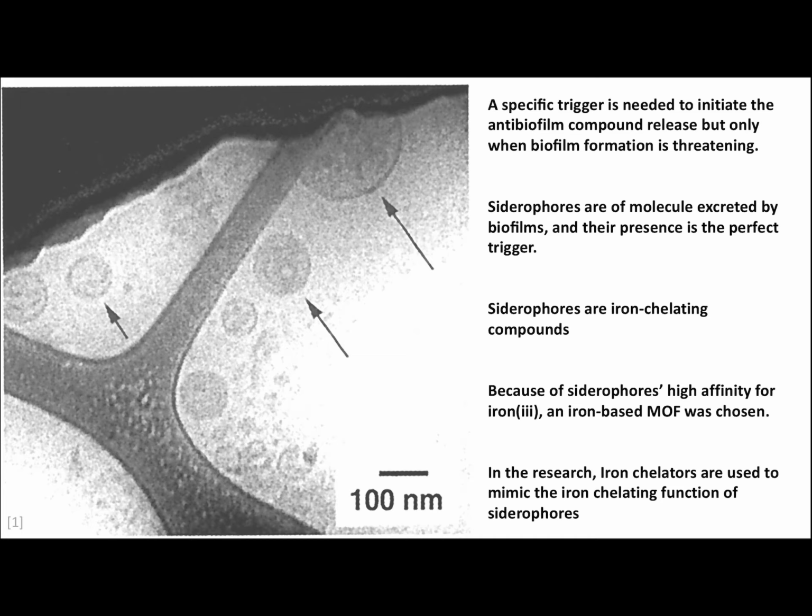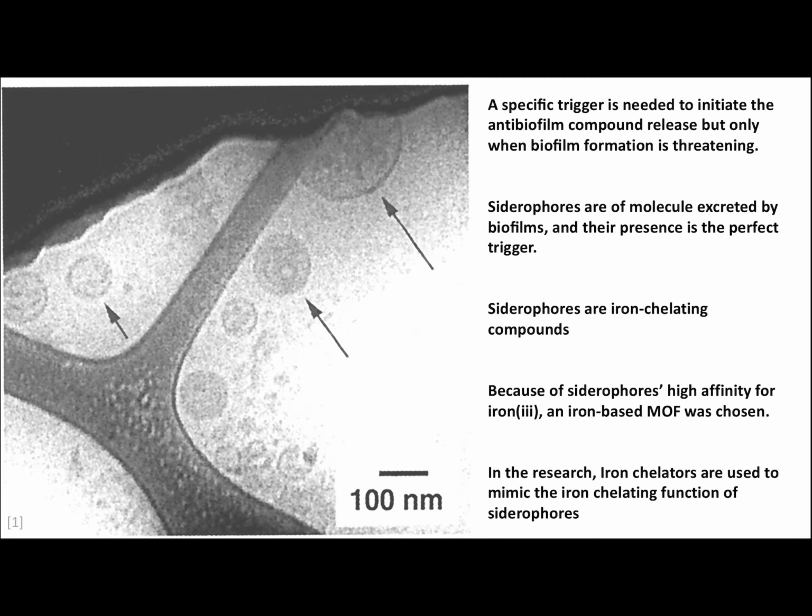Siderophores are small, high-affinity iron chelating compounds. They enable bacteria to attach to surfaces and make iron 3 available for the bacteria's internal iron metabolism. Because of siderophores' high affinity for iron 3, an iron 3-based MOF was chosen for the experiment. In the research, iron chelators are used to mimic the iron chelating function of siderophores.